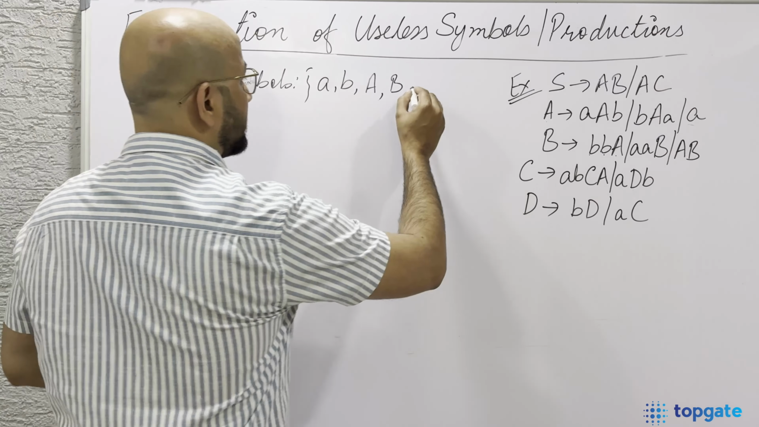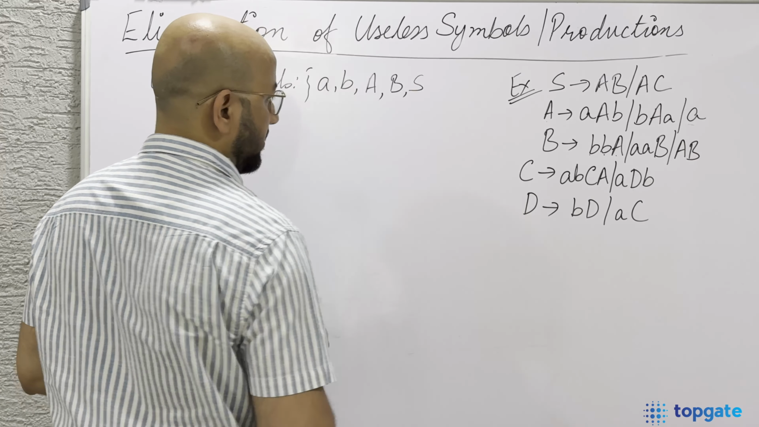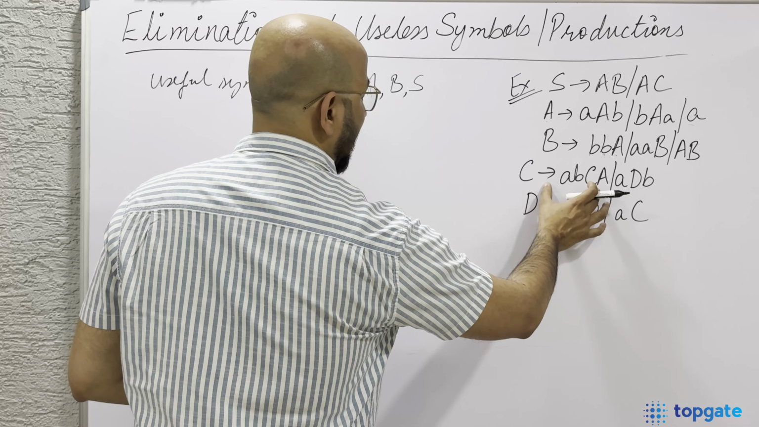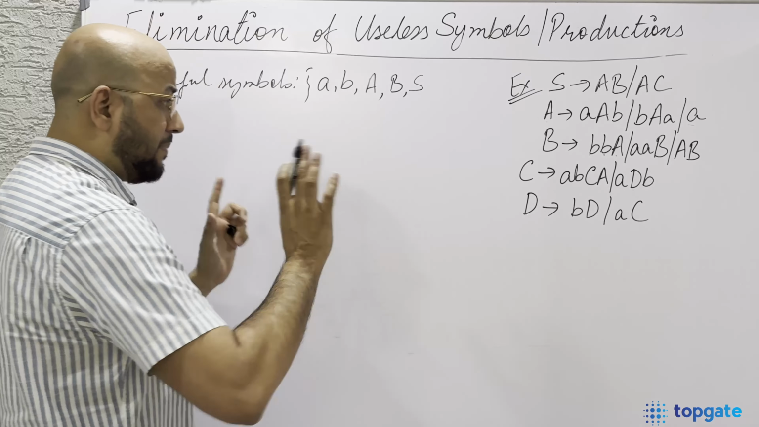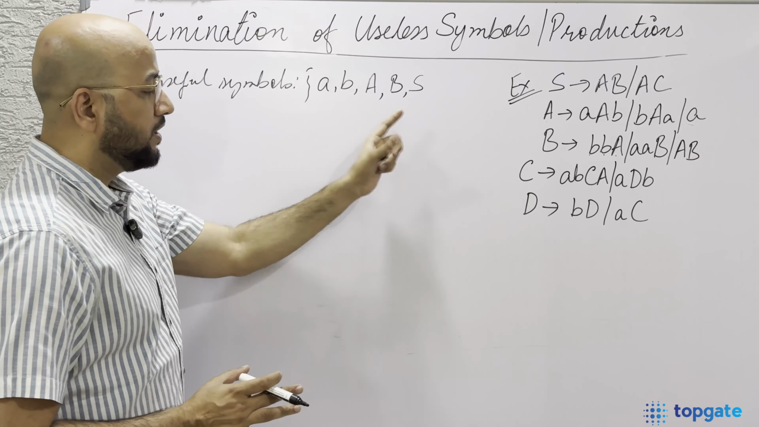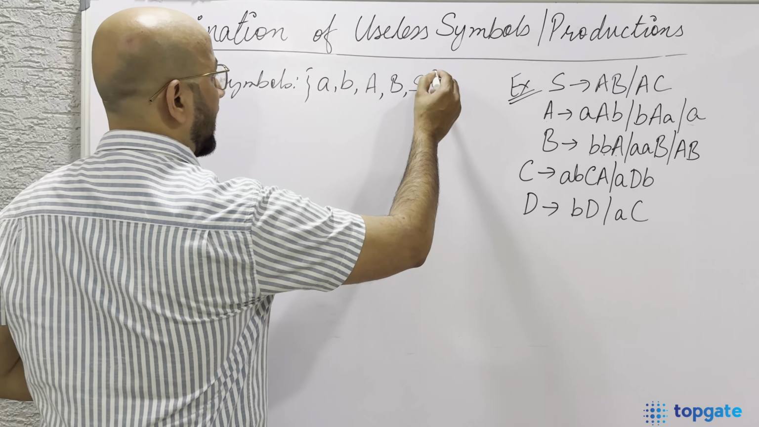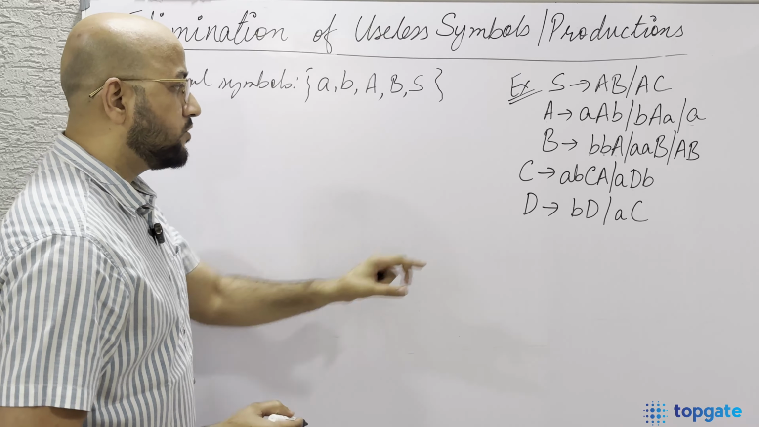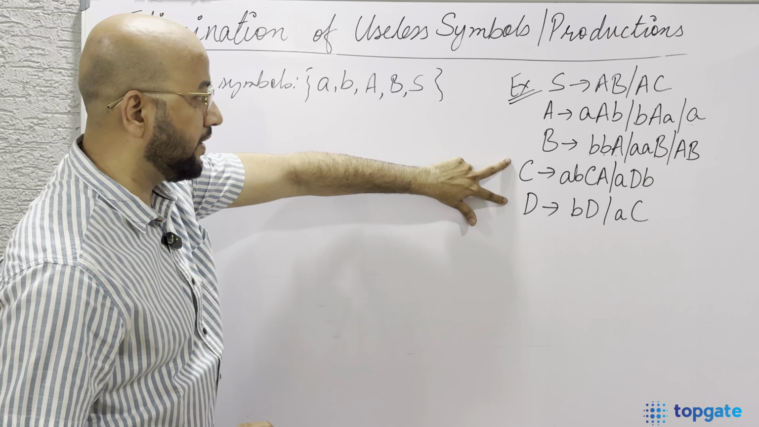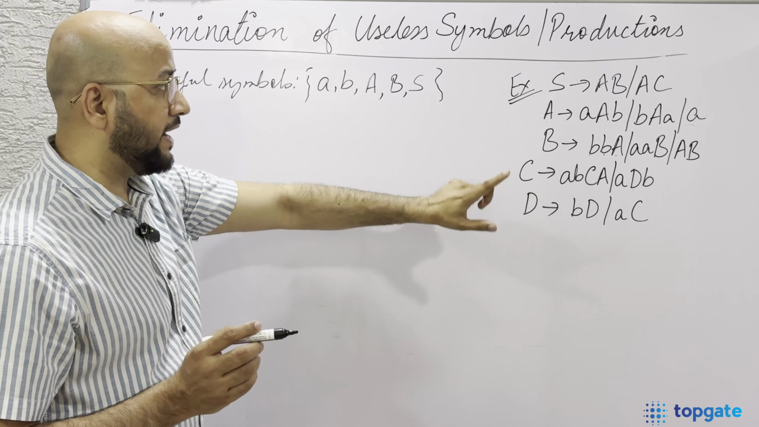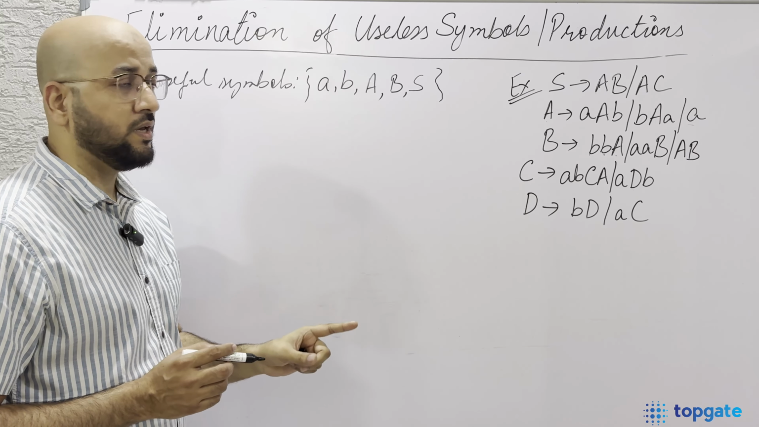So therefore, S is also a useful symbol. Clear? And C and D, since they do not have a complete combination of all the useful symbols, are useless symbols. Hence, they have to be eliminated. So this production rule has to be eliminated, and wherever we get C and D on the right hand side, that production rule also has to be eliminated.